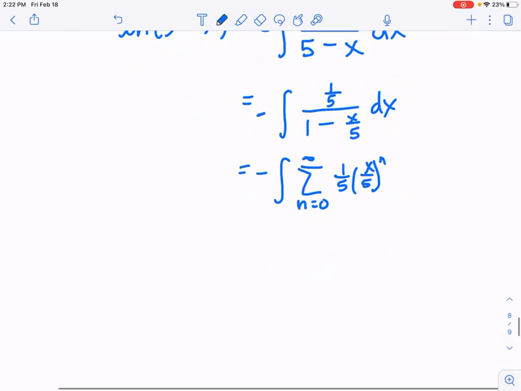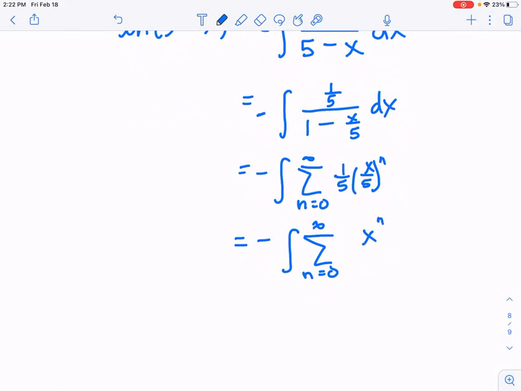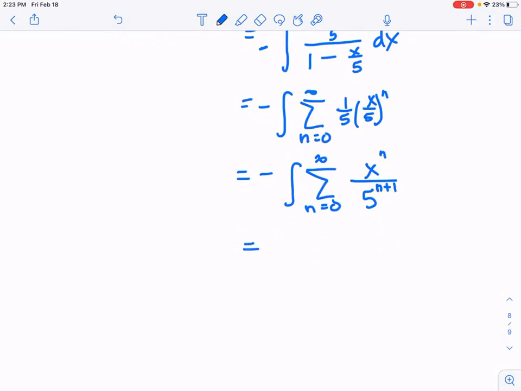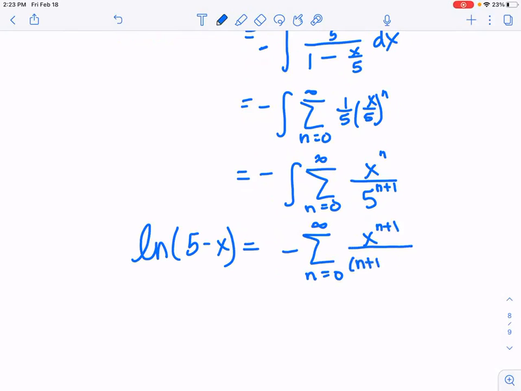And honestly, since we are having to integrate, I think it would be wise for us to write this as x to the n over 5 to the n plus 1, so that when we do our antiderivative, we don't have to be crazy. All right, so what is our series? Negative sum from n equals 0 to infinity of x to the n plus 1 over n plus 1 times 5 to the n plus 1. Technically, there would be a plus c, but we won't worry about that.